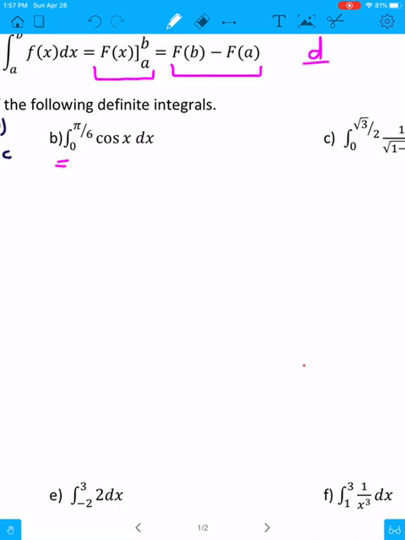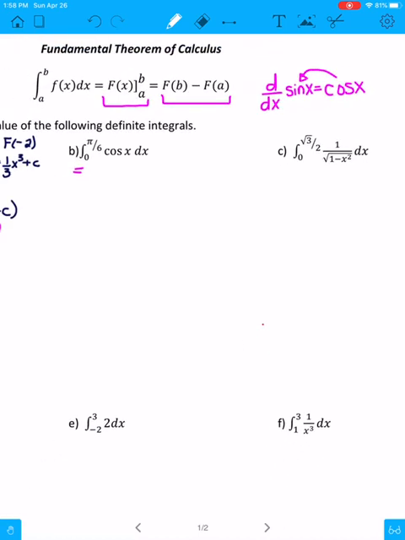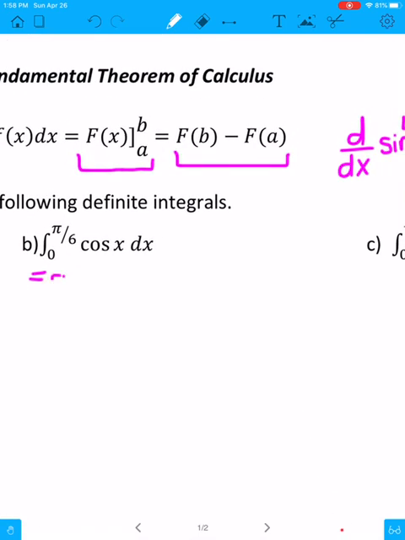Because d over dx of sine x equals cos x. So cos x, the antiderivative of that, is sine x. So we're going to have sine x plus c from 0 to pi over 6. And remember, you have to show that plus c each time, even though I know it's going away.